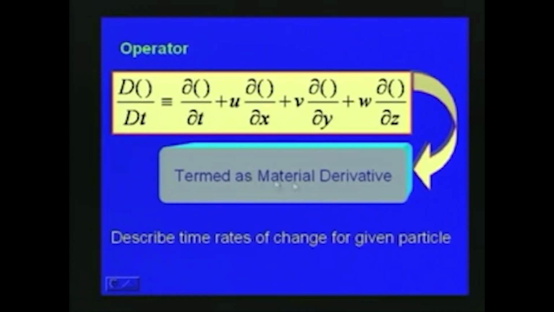These are termed as material derivative, and this describes the time rate of change for a given particle. So the time rate of change for a given particle is given by this total derivative, termed as material derivative. We will be using this in most of our derivations at later stages. The total derivative is described with respect to a local term plus the convective terms in u, v and w.